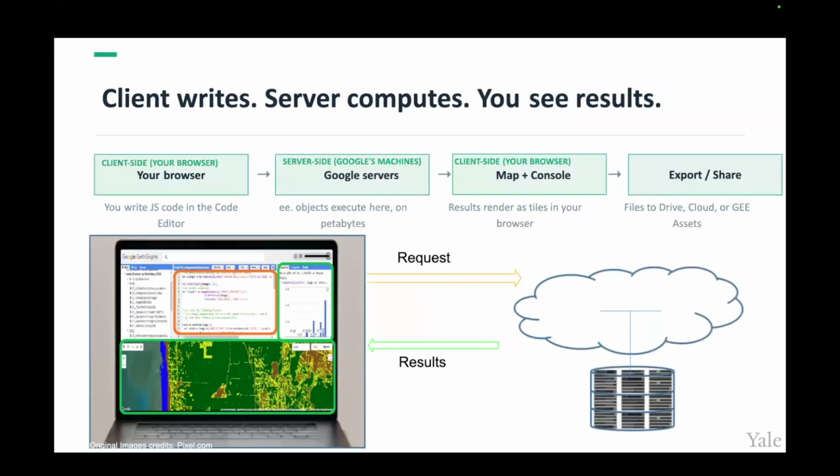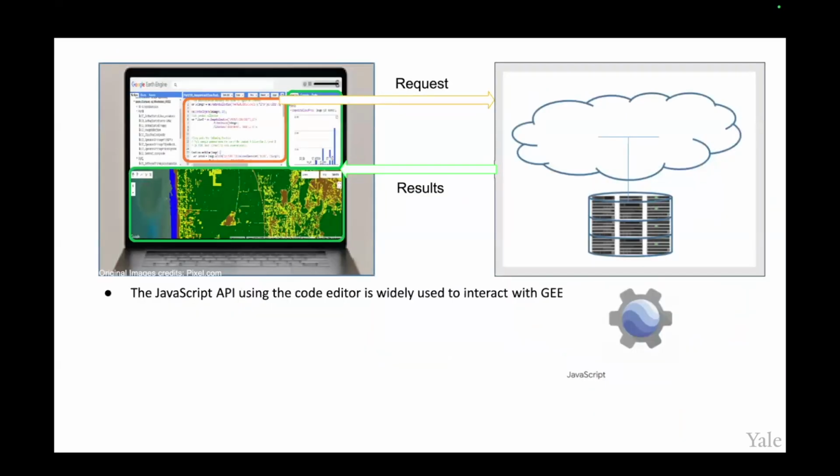So how does that exactly look? You open the browser and you work in the browser while writing your request. This request is packaged as an Earth Engine object that is sent to the server, which will process it, and then you get the results back. And this is exactly what we will be focusing on.